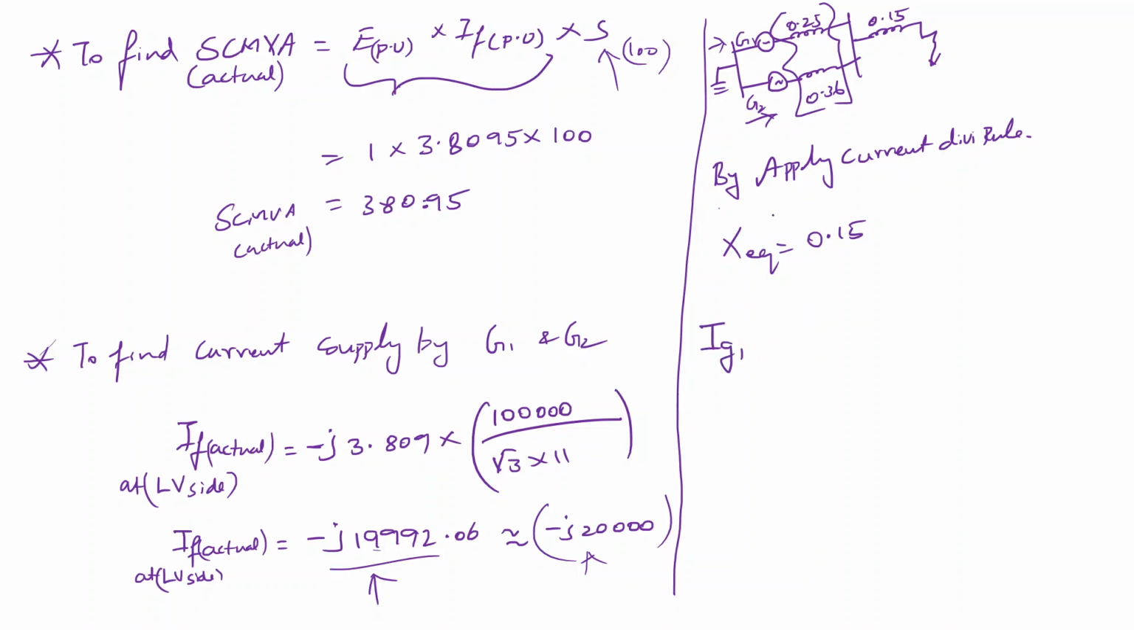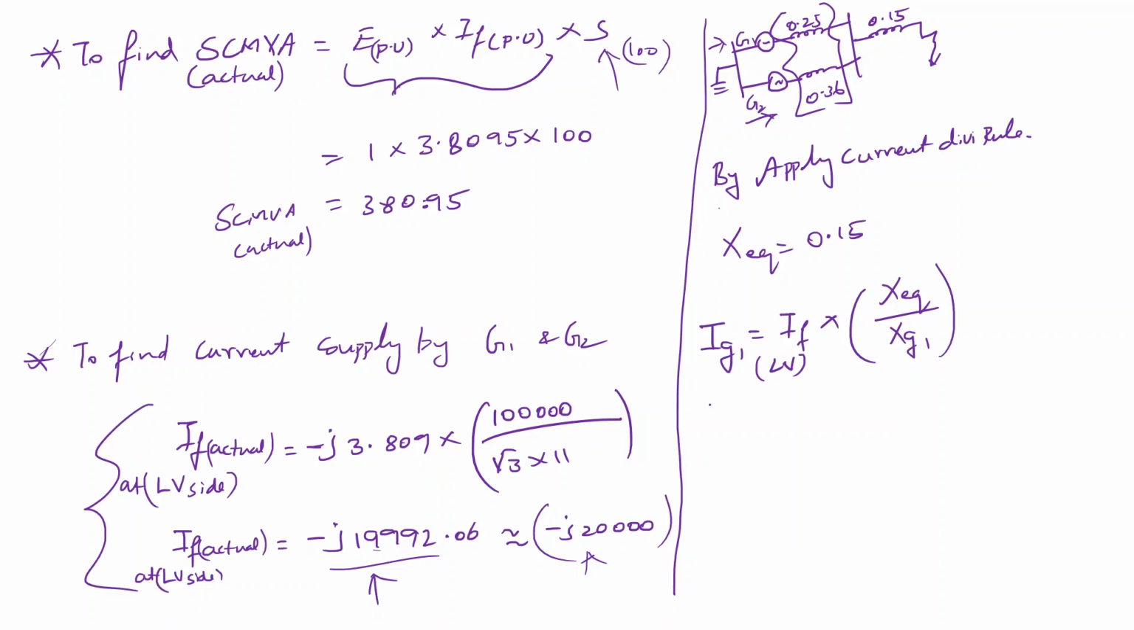As per the current division rule, Ig1, the current shared with G1, is equal to IF actual at low voltage side. Don't get confused between low voltage side and high voltage side. Low voltage side is what we found here, and high voltage side is different, to find the fault current at the fault place itself. Here we are finding the current at the generator side, low voltage side. So we take IF low voltage side into X equivalent divided by Xg1.